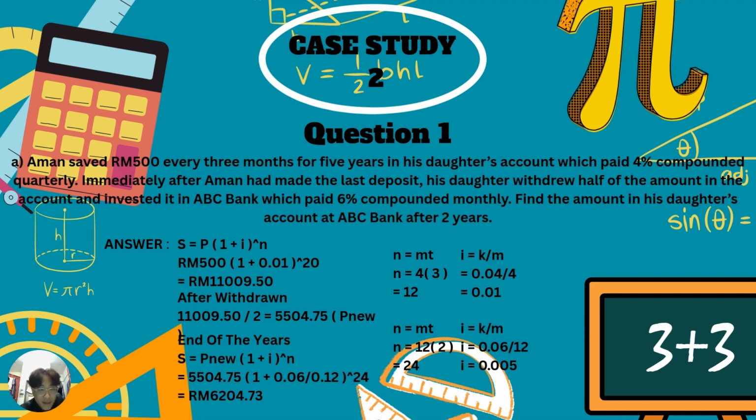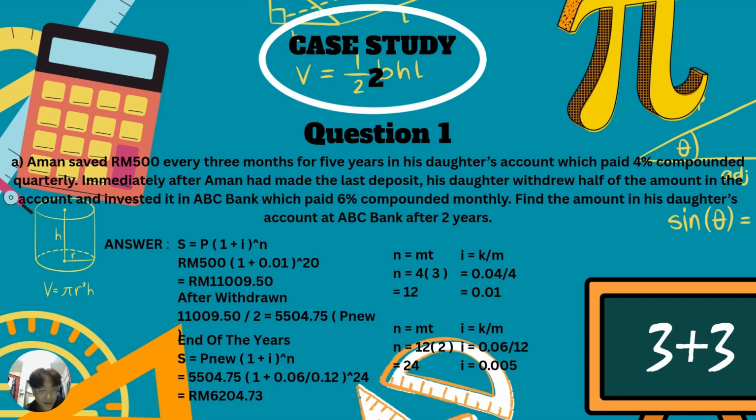So here we get the I, and this N we get from the N equal MT. M here, so we get from this M compound quarterly. T we get from 2 years minus 5 years. So here the answer is 11,009 ringgit 50 cents.